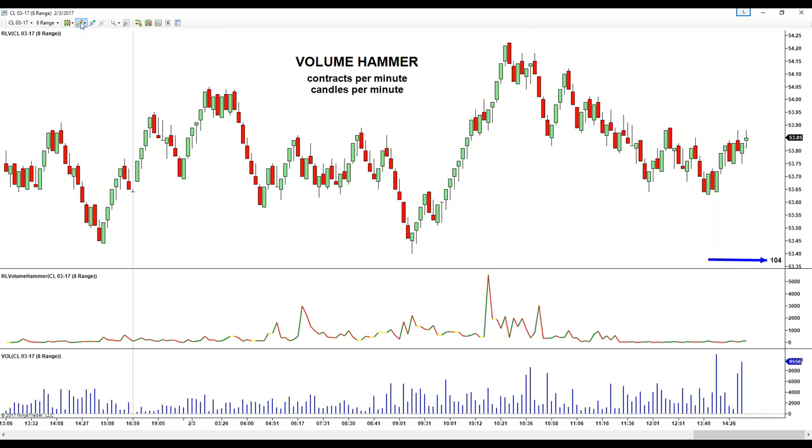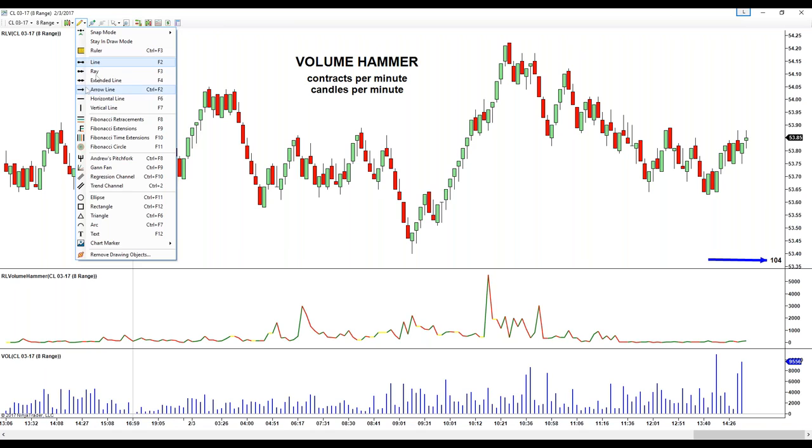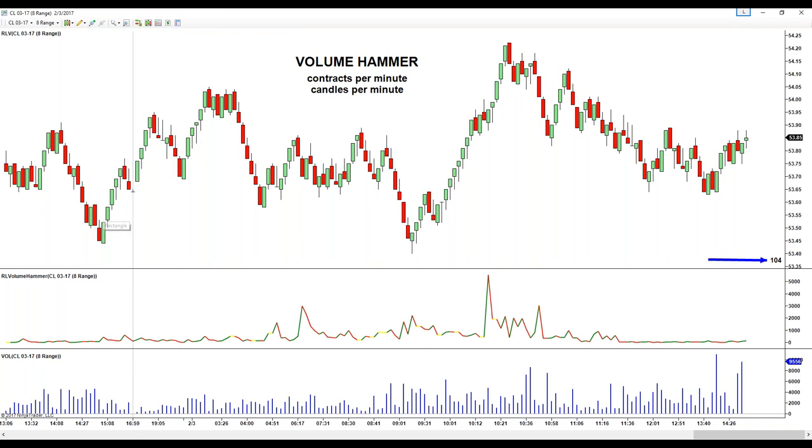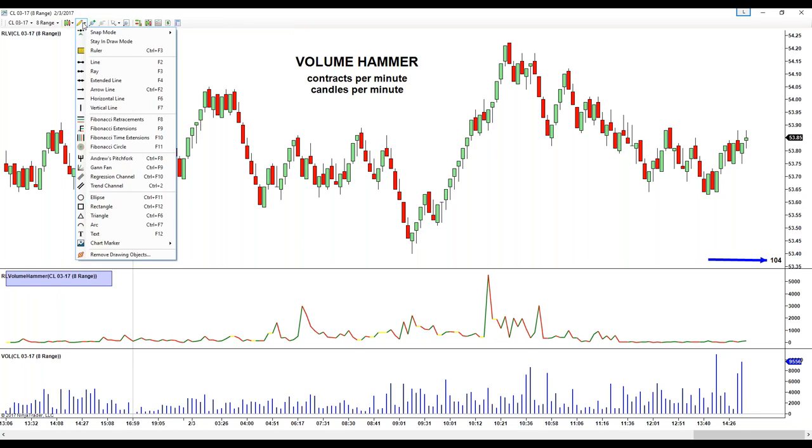And to show you why it's highly likely that the volume indicator that you're using does not work. There's the volume hammer, and this is its tracing.